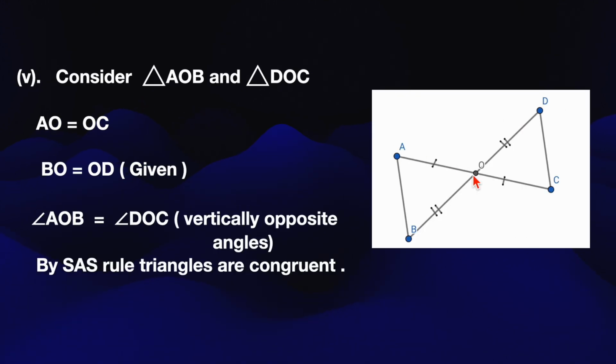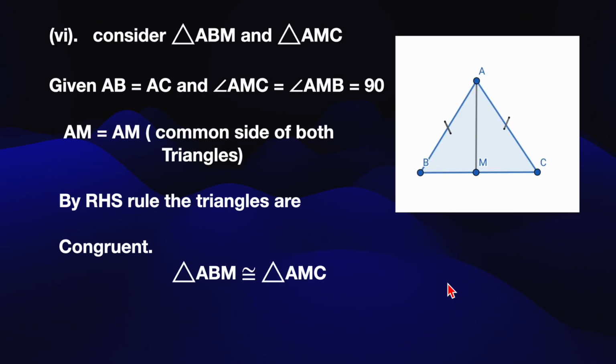Okay, so here is another figure. Here this is equal to this and this is equal to this, and we know that this angle is equal to this angle, vertically opposite angle. So what rule will we apply here? SAS, side angle side. So by that rule these two triangles are congruent.